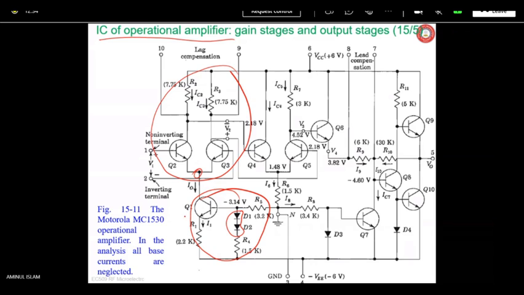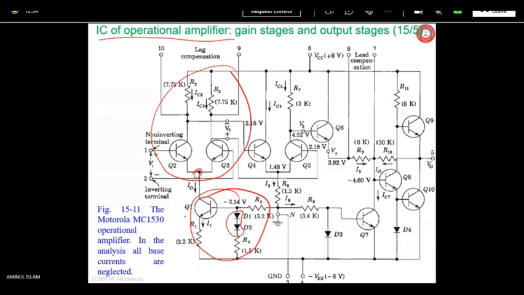See, if previous discussion is not remembered, then it will be difficult for understanding. Every discussion is followed by the other one. I mean, previous discussion should be remembered. Anyway, now for the second stage, HFE equals to 100, HI equals to 5.2 kilo ohm, and the load is R7. Load is R7, that is 3 kilo ohm.